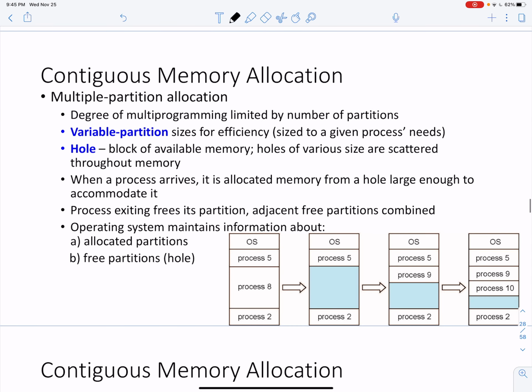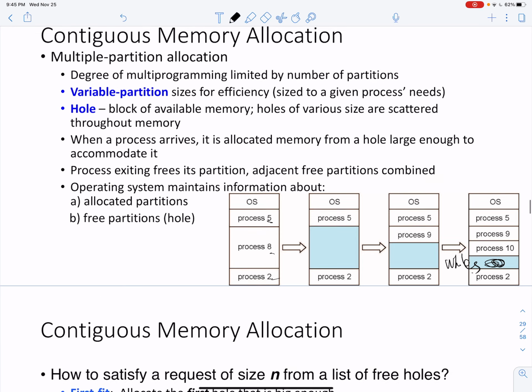It produces a lot of holes. Suppose we originally got three processes loaded into memory, 5, 8, and 2. And then we swap process 8 out, and then we swap process 9 and process 10 in. So we got this space. And if this space is not sufficient to load any process, then it is going to be wasted, and we call it holes.